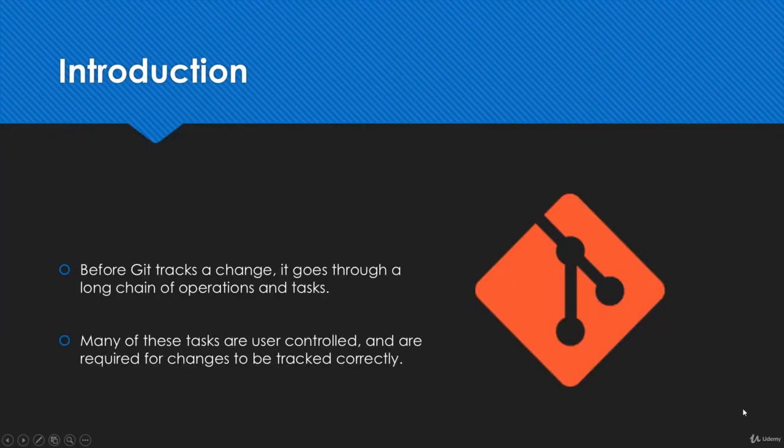So firstly, I'm just going to give a little introduction to how Git works from the start to finish. Before Git tracks the change, so before you commit the change to your source control, it goes through a long chain of operations and tasks. So it does a lot of things, and you need to do a lot of things before you manage to get that snapshot in time in your source control. Like I said here, many of these tasks are user controlled. You need to do them and you need to manually input them in order for Git to work properly.